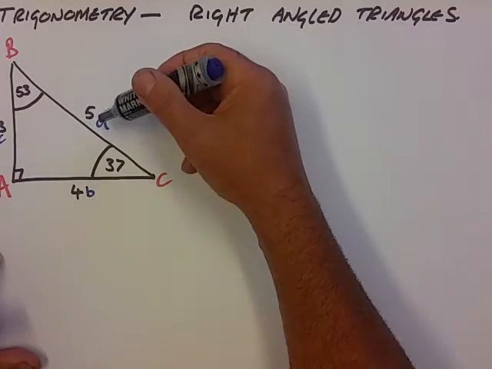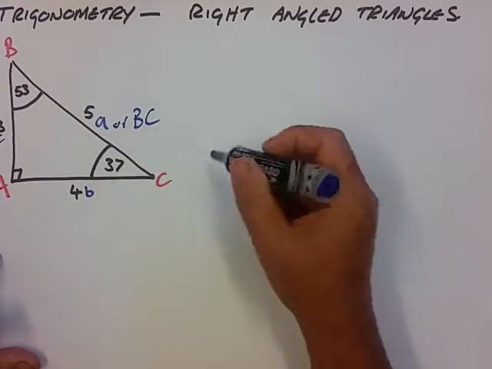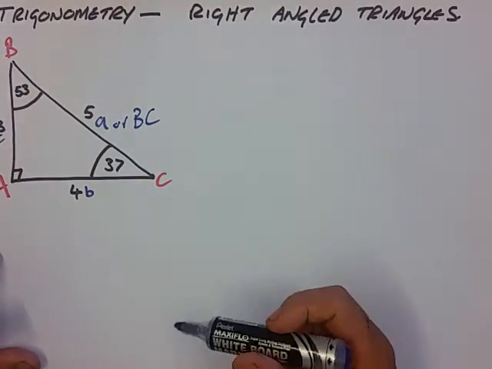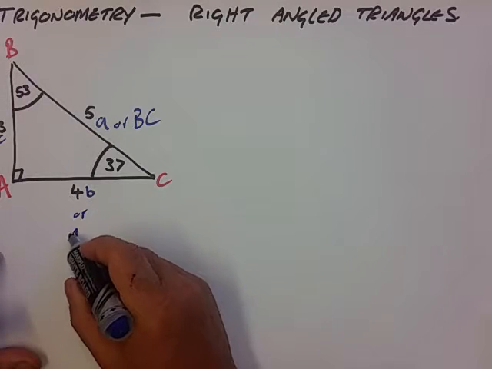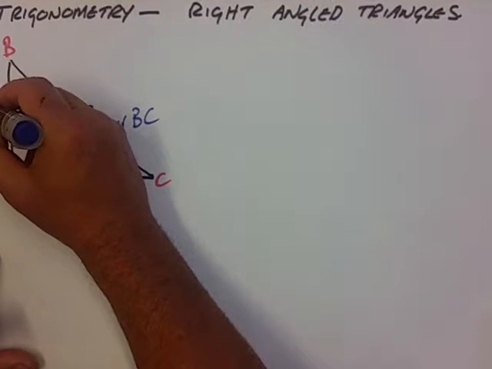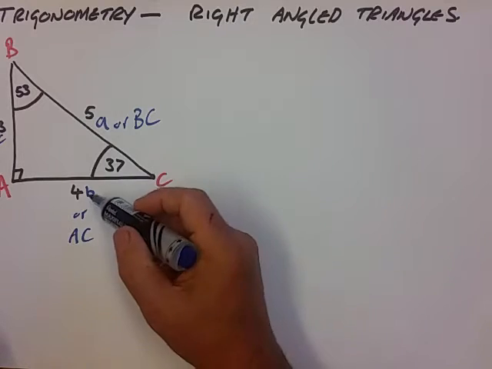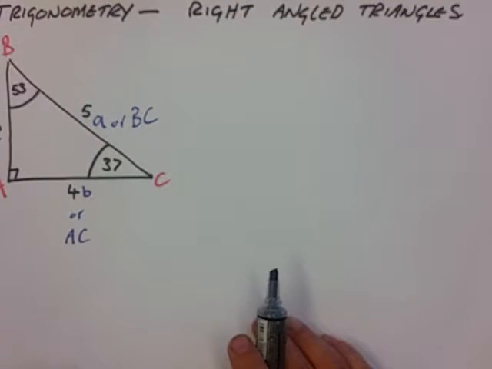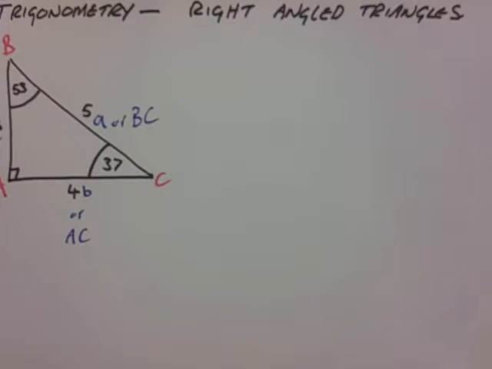Very often though in books and textbooks you will see the sides given a description of, for example, side a, which is 5, may be called BC because it's the line that runs between B and C, and this side would be AC as it runs from A to C, and obviously this side would be AB. For this course, I'm going to use the lowercase letters as the sides because that works in well with our Pythagoras' theorem, etc.